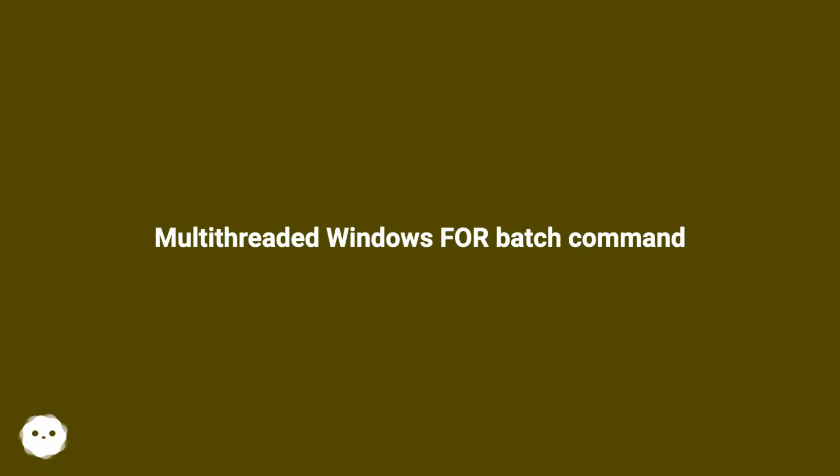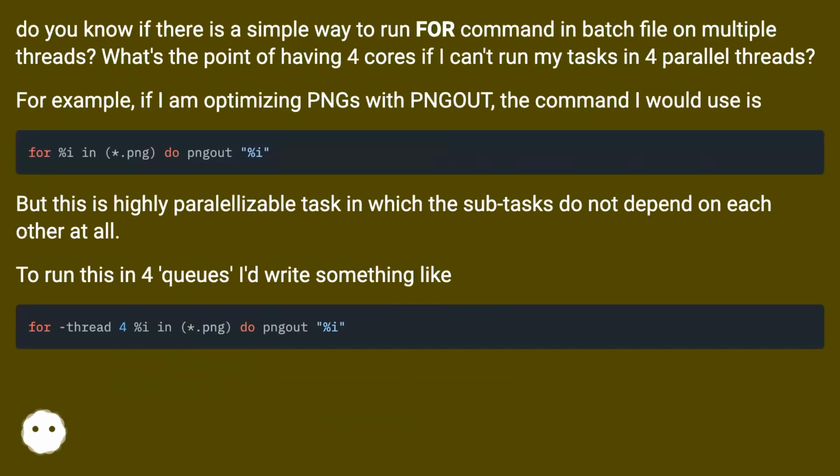Multithreaded Windows for batch command. Do you know if there is a simple way to run a for command in a batch file on multiple threads? What's the point of having 4 cores if I can't run my tasks in 4 parallel threads?